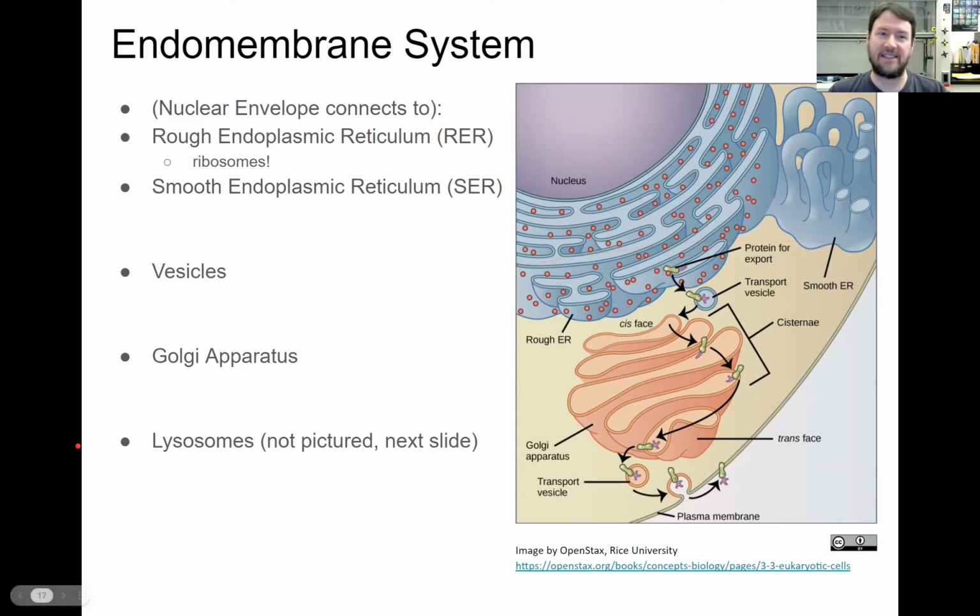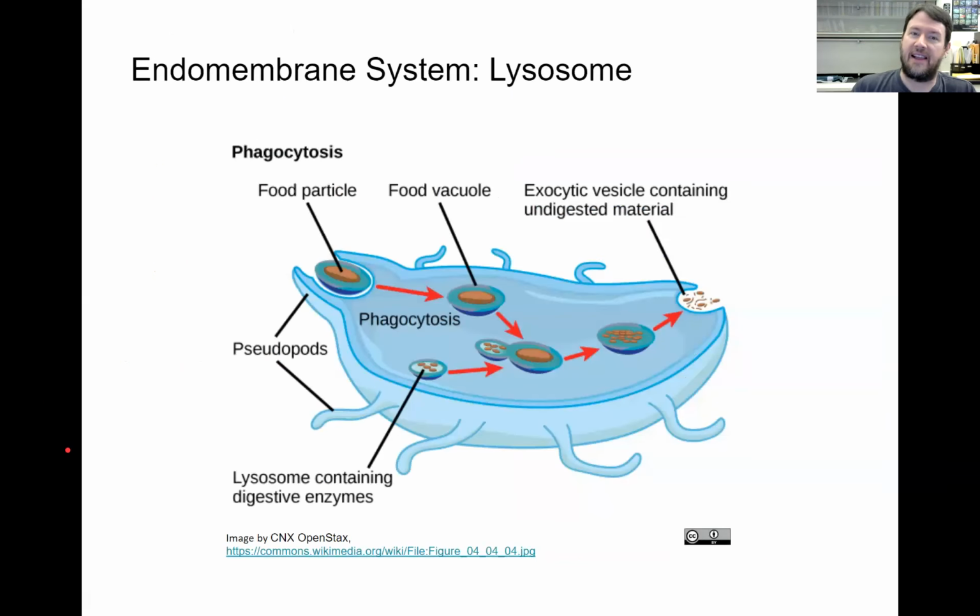Okay, the last member of this endomembrane system are the lysosomes, which aren't really pictured there on the next slide. Okay, lysosomes are little compartments that contain proteins, and it's usually a very acidic or very basic pH level. There's a lot of digestive enzymes inside. It would be very, very bad for a cell to just open up a lysosome while it's inside the cell.